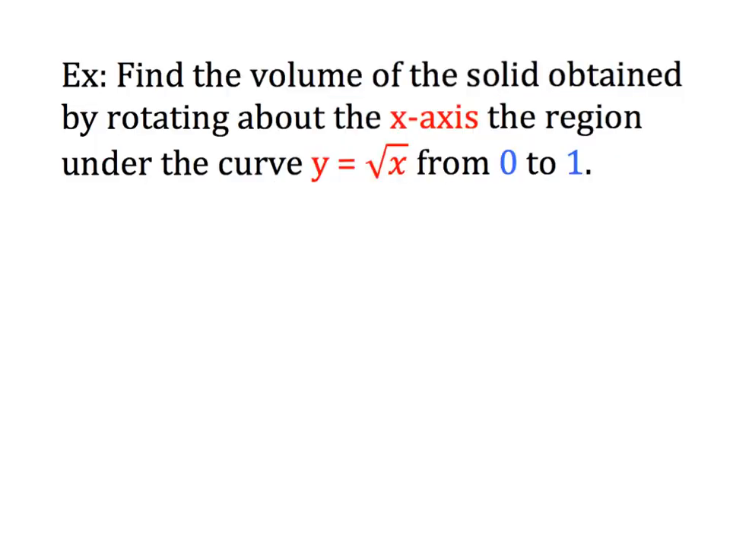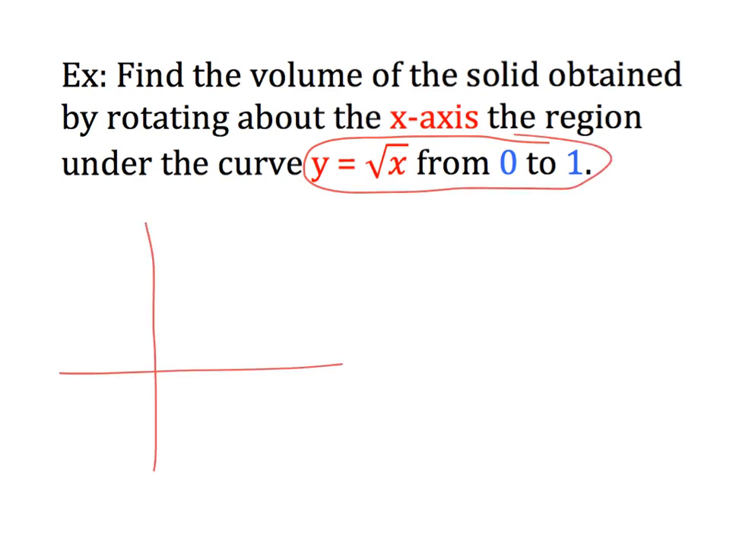So let's take a look at our first example here. It says find the volume of the solid obtained by rotating about the x-axis, the region under the curve square root of x from 0 to 1. So the first step is getting an idea what this looks like. So if we kind of sketch out that last part here, square root of x function stems from the origin, looks something like this. From 0 to 1, we're shading that area. So this is the region it's referring to, and then you're taking that region and then rotating it about the x-axis.